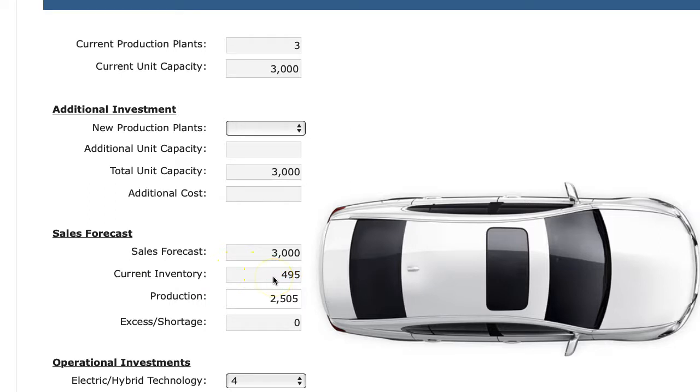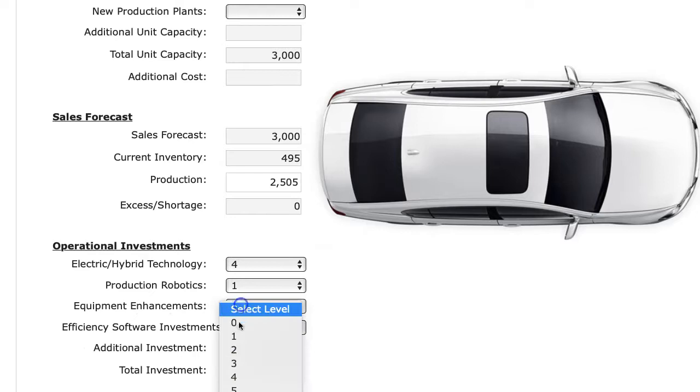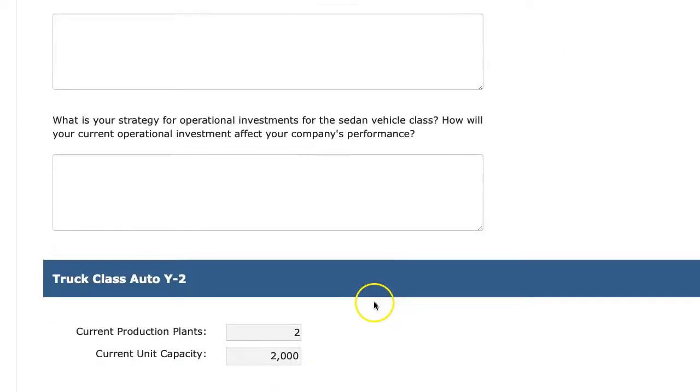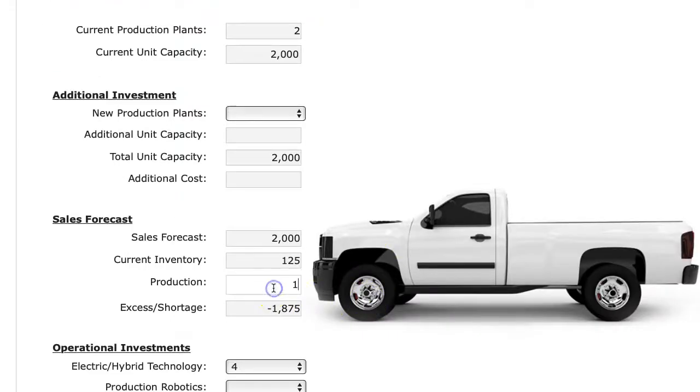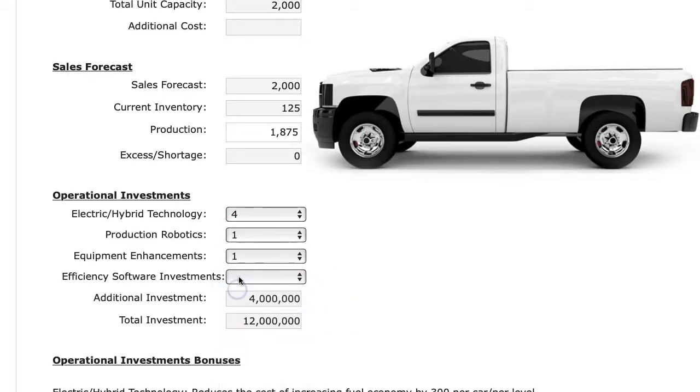But the problem is I didn't have those sales and profits last year. So even though it looked like in my pro forma I had a profit, a surplus, I really had a deficit because I didn't wind up selling all the cars that I had promised to sell. So that's why you have those surprise deficits. And here again, I had a deficit. I had extra inventory on the trucks, and that's definitely a problem.